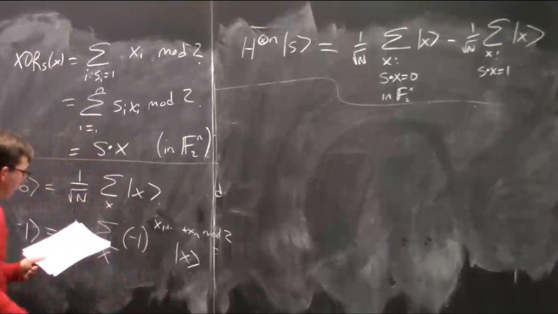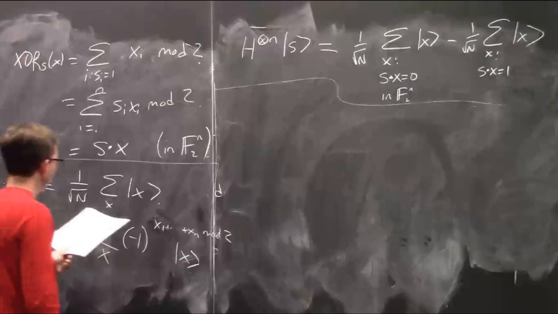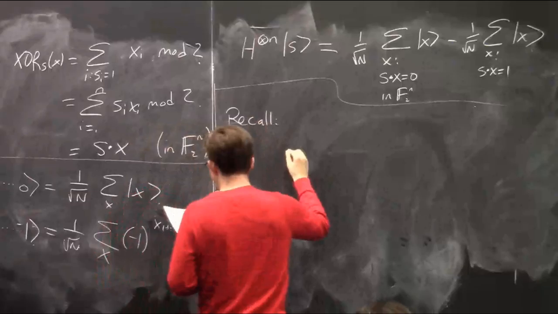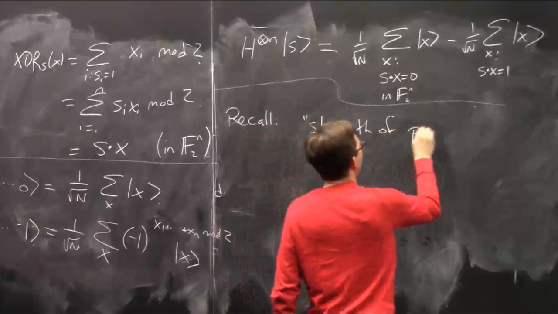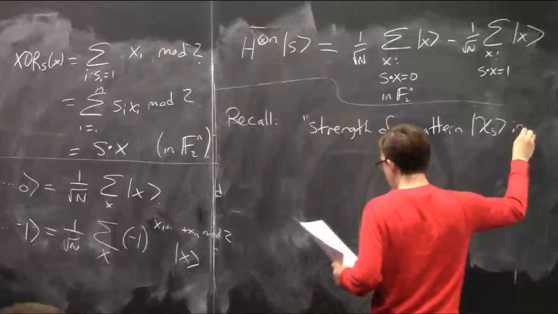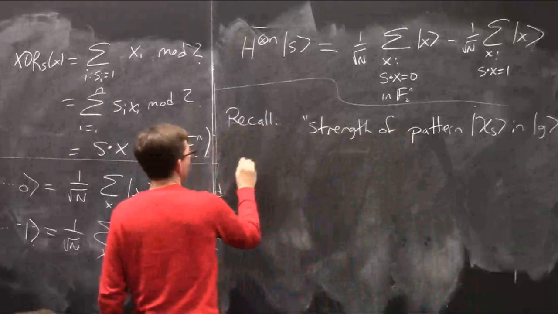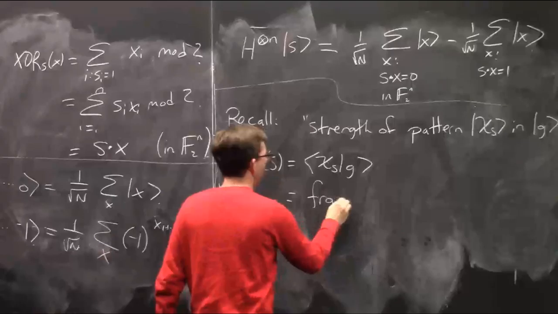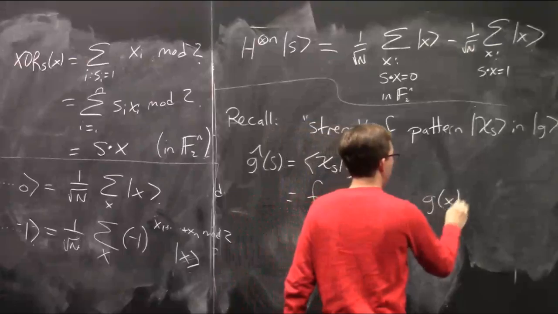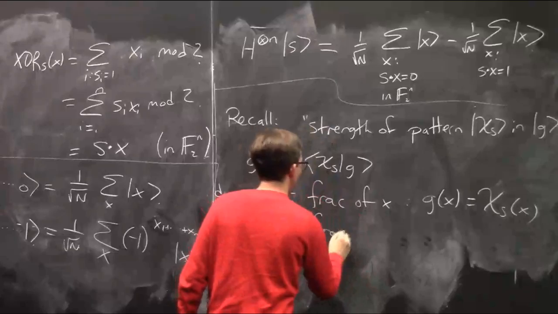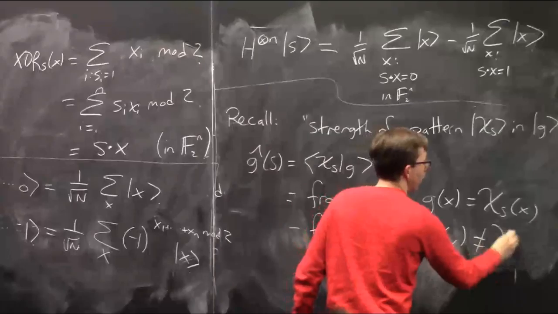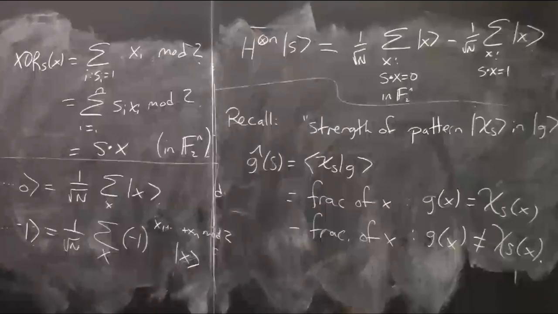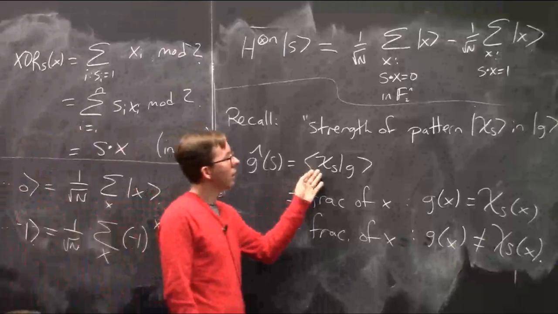Okay, and finally, when we fix this Hadamard transform, I'll remind you that the strength of the parity XOR pattern in g, which is sometimes written g hat of S, or chi_S inner product with g, is this: the fraction of x's such that g of x equals this parity minus the fraction of x's such that g of x does not equal this. We used to have that on this board. This is a special property that uses the fact that these parity patterns, these XOR patterns, are plus or minus 1 valued.